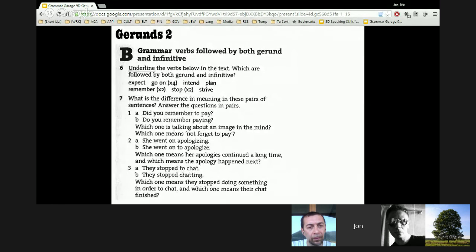The letter A, it continued a long time. Correct. Therefore, letter B is the apology happened next in sequence. And that is the difference. That's the magic trick. Remember that the infinitive implies a future action, not a future of now, but a future of then. That will help you distinguish when you use one and the other. As you can see, it's really hard to know the difference, but if you slow down and analyze it, you'll start to build up a context in your mind, and it'll make more sense.